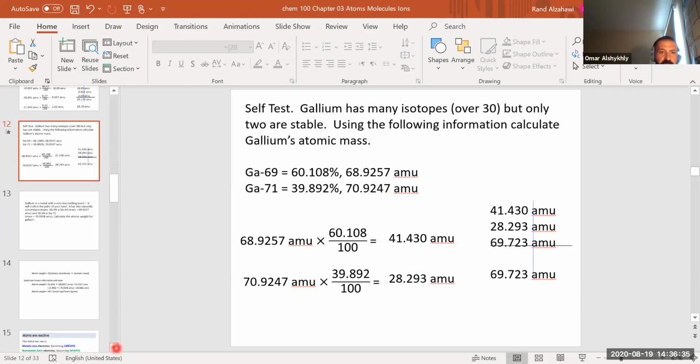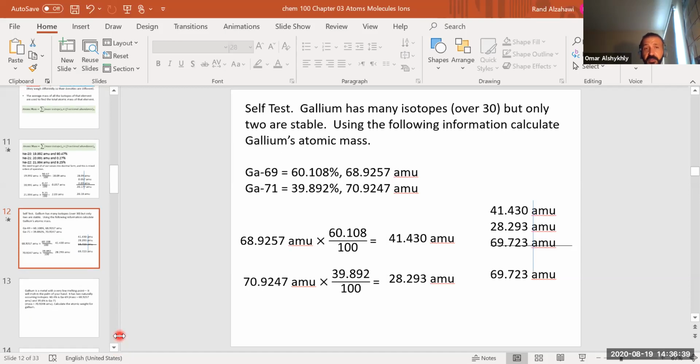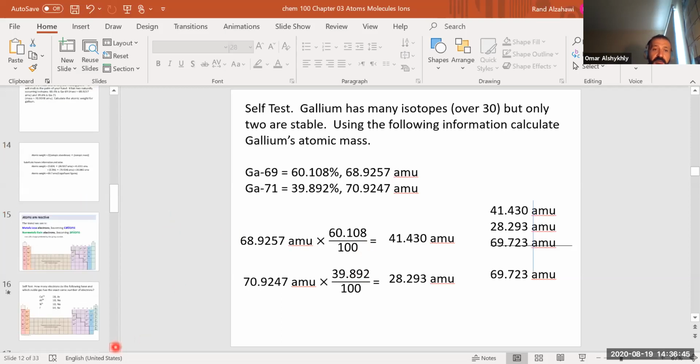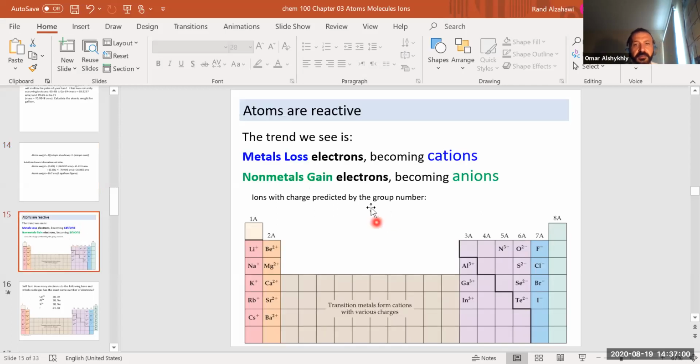Now, let's look. Of course, we have many examples in the PowerPoint slides in Canvas. Try to practice with these, guys. It is very important. Okay, now this is also about the isotope and average atomic weight.